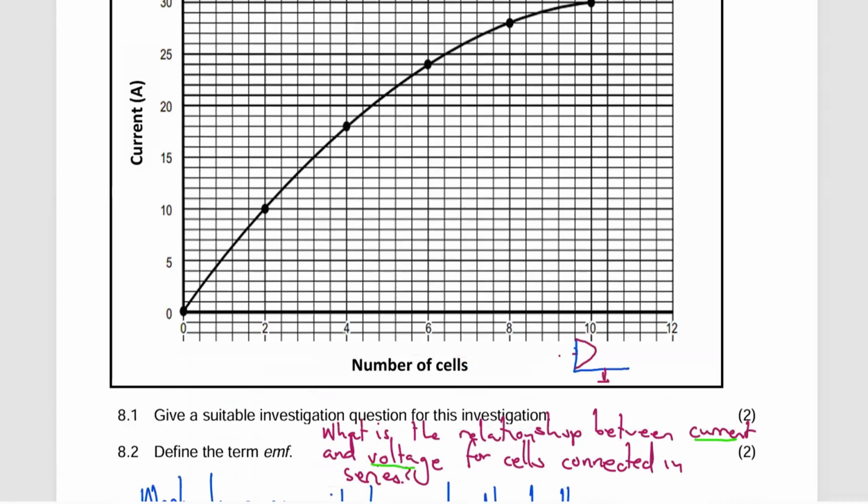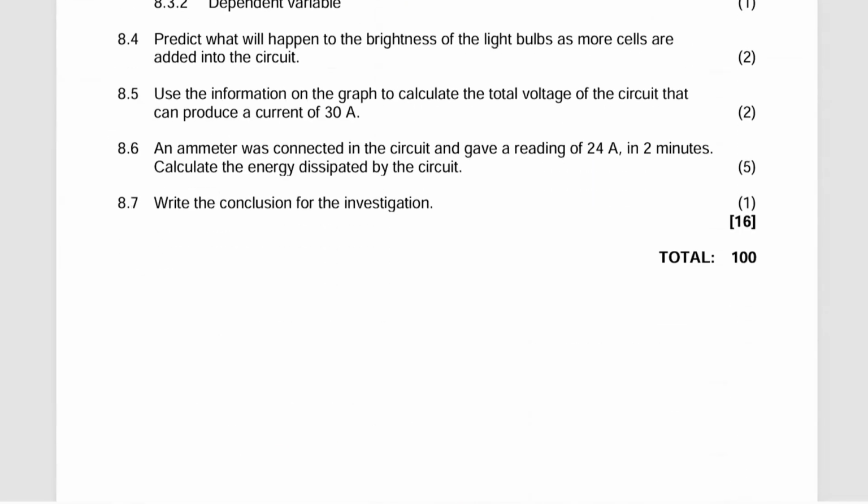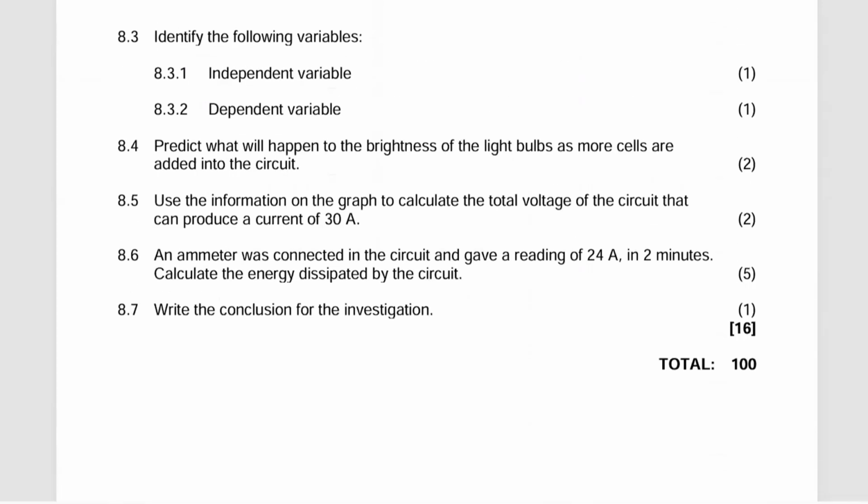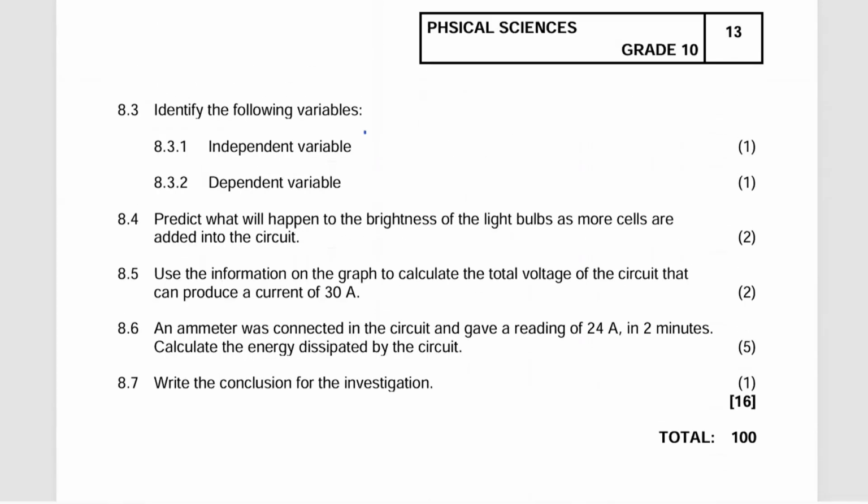Okay, so the number of cells actually affect your voltage there. Your independent variable there is going to be your voltage, and then the dependent variable is going to be your current. Okay, so this is your current.